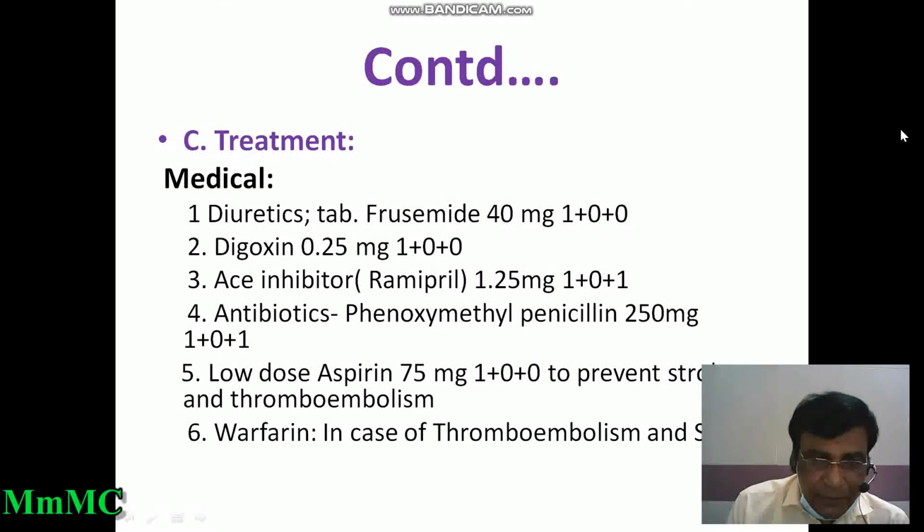Among the medical treatment: diuretics, furosemide; digoxin, especially for atrial fibrillation; ACE inhibitor, ramipril; antibiotics, phenoxymethyl penicillin 250 milligram, one tab BD up to 42 years. And next, low dose aspirin, 75 milligram, to prevent stroke and thromboembolism, and warfarin in case of stroke and thromboembolism.